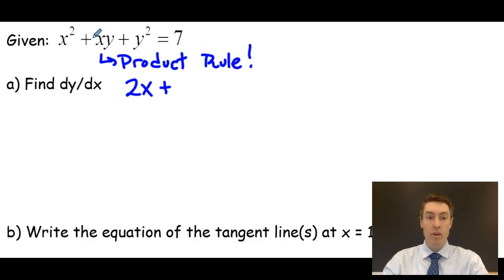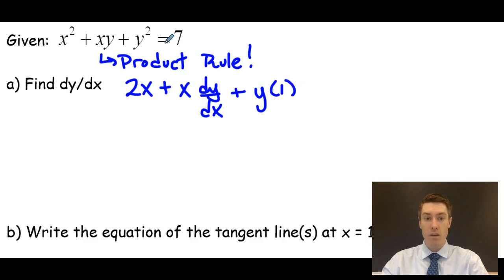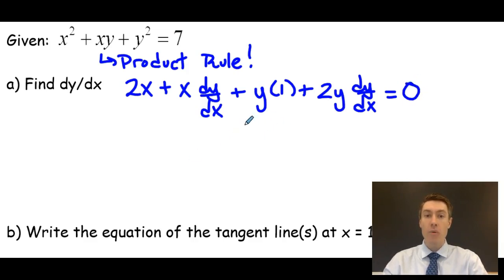So the derivative of the first is the same, derivative of the second. So x times, well, the derivative of y with respect to x is dy/dx, plus, second stays the same, times the derivative of the first, so y times the derivative of x, which is just 1, plus the derivative of y squared. We've done this a few times now, so 2y dy/dx, that's by the chain rule. Derivative of 7 is 0. So now what we notice is we have two terms with dy/dx in them.